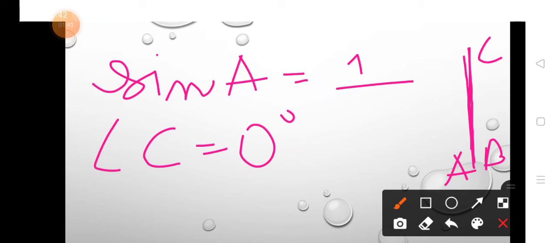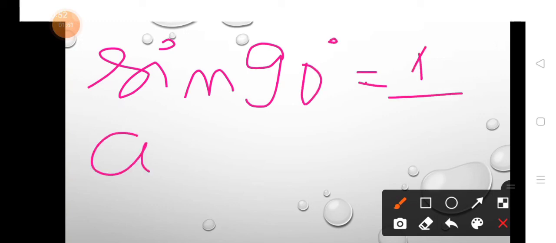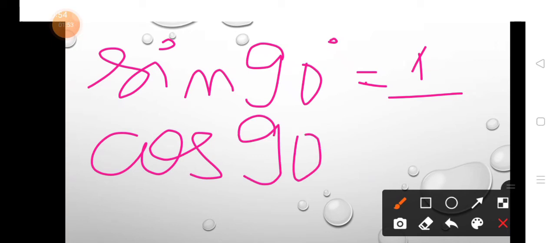This much. Okay. Now from here what we gain is, you see here, sine of 90 degree is 1, right? And cos of 90 degree is 0, because it was coinciding and one was increasing. Okay.